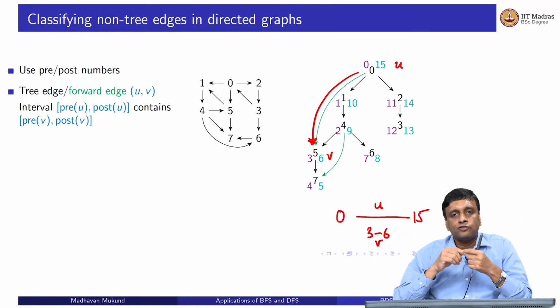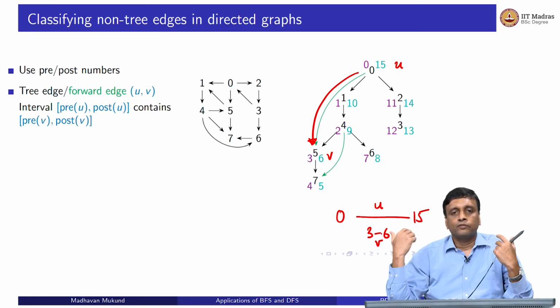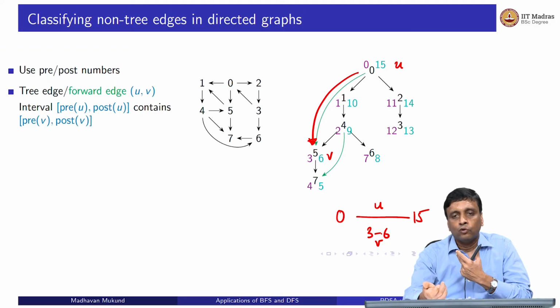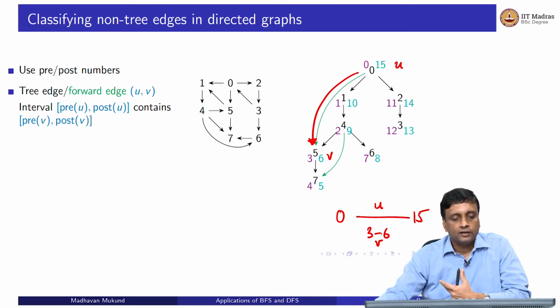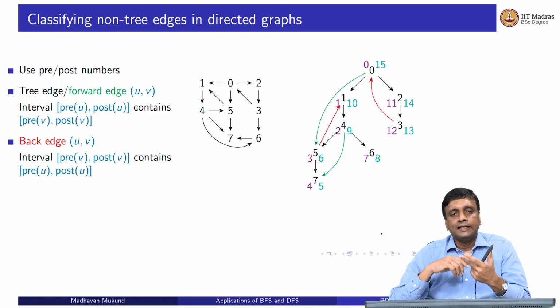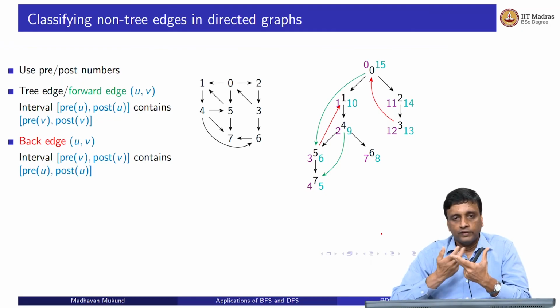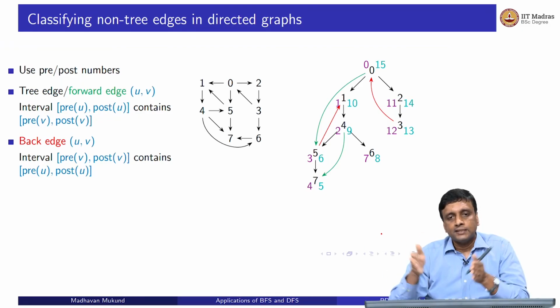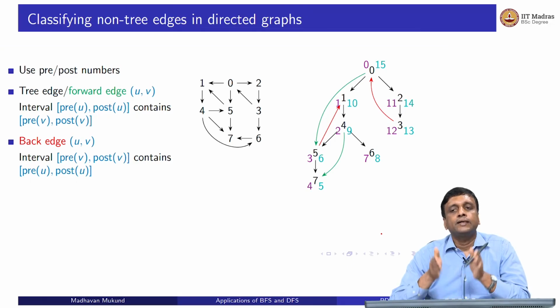So if I see an edge from u to v and the interval associated with the target is subsumed by the interval of the source, it means that this entire node happened below this node. So that means it is a forward edge. The backward edge is the reverse. This basically tells me this ancestor-child relationship. A node is an ancestor of another node if its interval spans the interval of the lower node. So a back edge will go from something which is sitting inside.